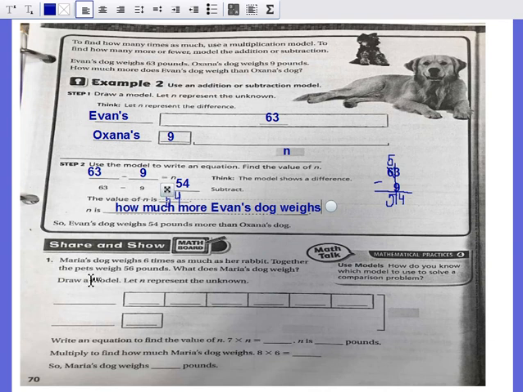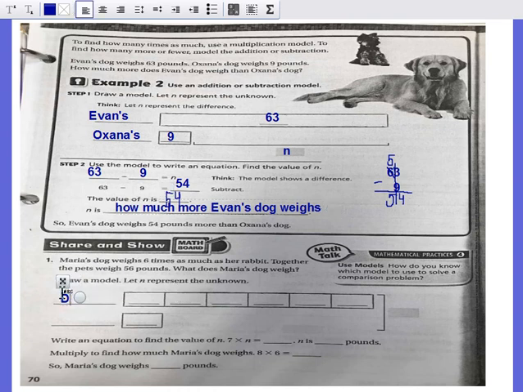Alright, let's go to the next one, share and show. Maria's dog weighs 6 times as much as her rabbit. Together, the pets weigh 56 pounds. What does Maria's dog weigh? Draw a model, let n represent the unknown.